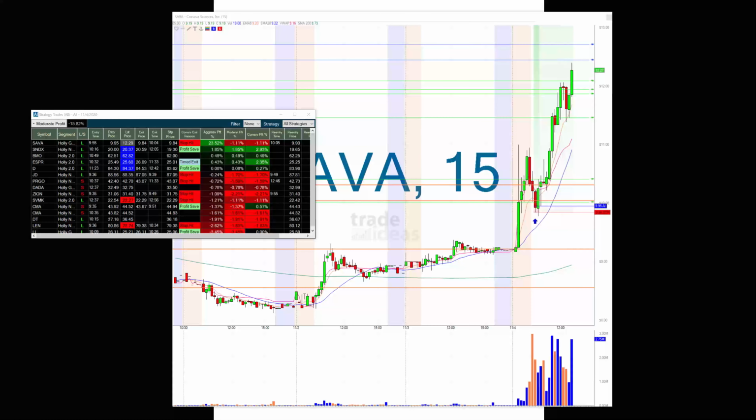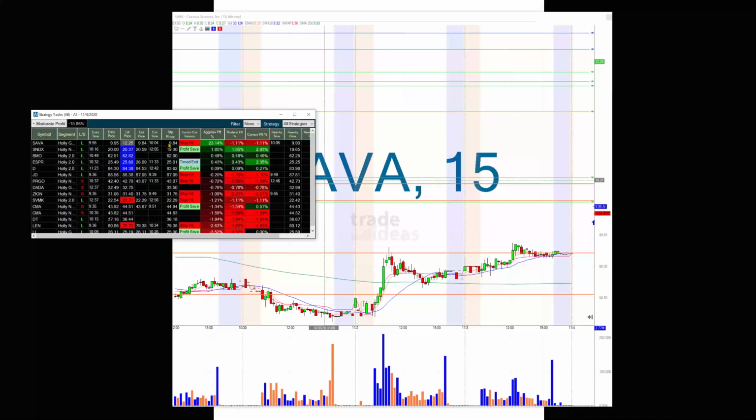Okay, that stop was pretty tight. There was an entry of $9.95 and a stop at $9.84. That's about the tightest stop I've seen, 11 cents away. So it got stopped out.